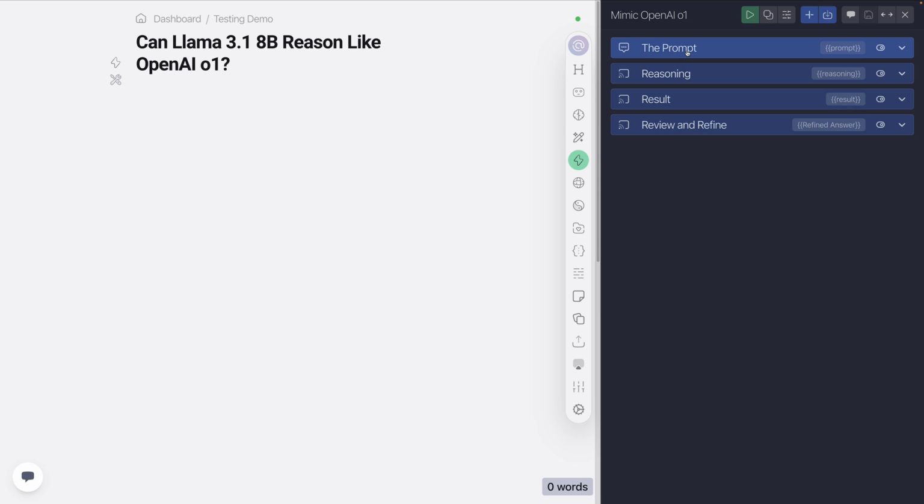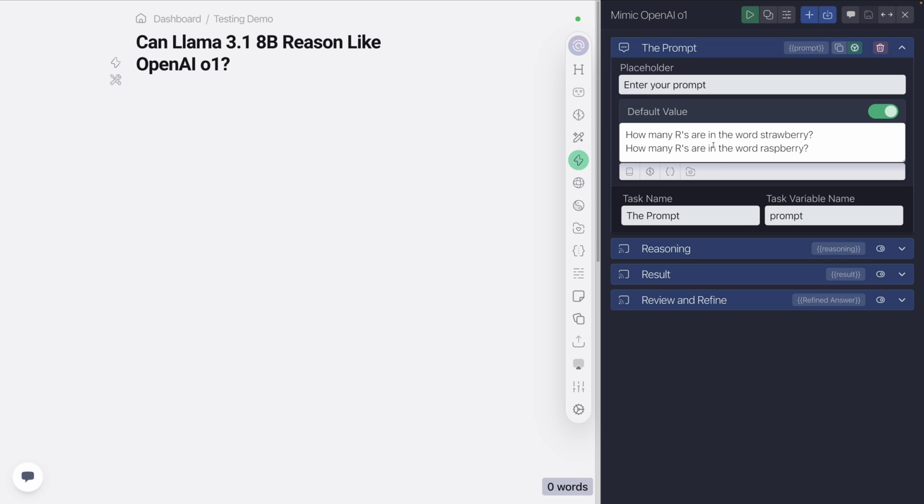Over here, we've got the prompt. Essentially, this is just going to be the question: how many R's are in the word strawberry? I have both raspberry and strawberry here so that it makes it easier for me to run the experiment. I delete one when I run it, and you'll see that in just a moment.